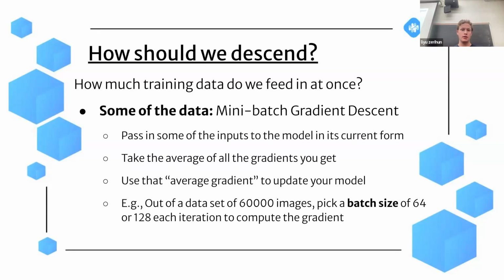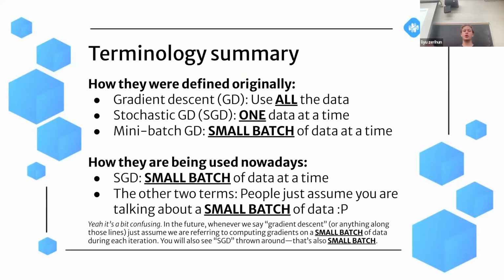All right. Awesome. So to give a quick summary of all the terminology that we've used, because it's quite a lot of jargon that we've been throwing at you. Gradient descent is when we use all the data. Stochastic gradient descent is when we use one data point at a time. And then mini batch is when we use a batch, really, of data at a time.